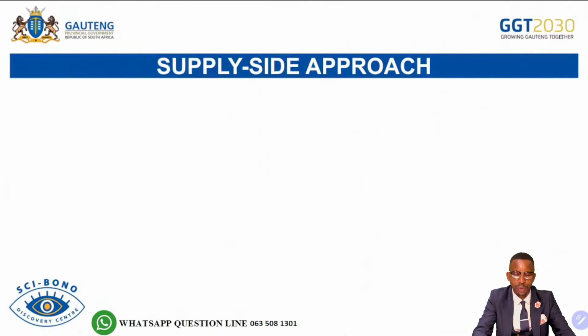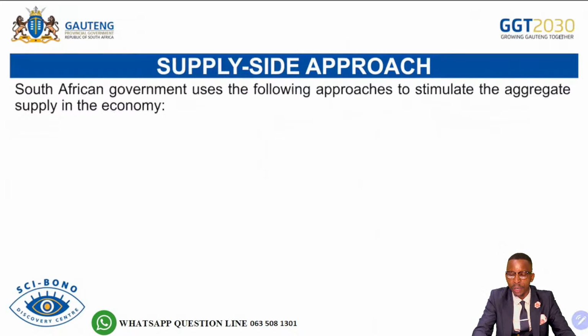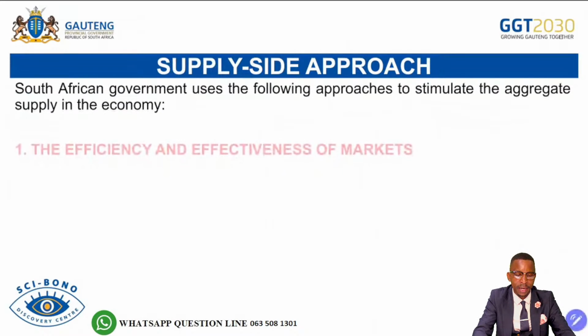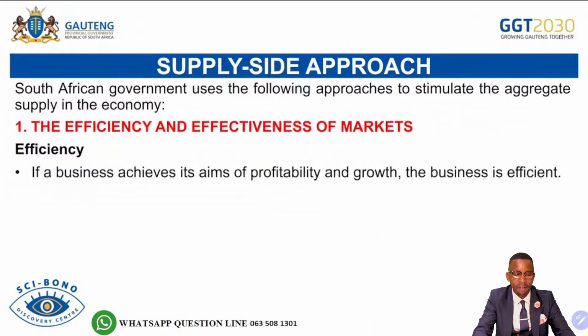And then we continue with the supply side approach. The South African government uses the following approaches to stimulate the aggregate supply in the economy. The efficiency and effectiveness of markets. And then here we go, the efficiency.